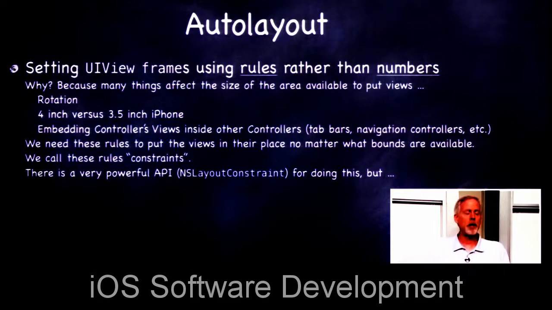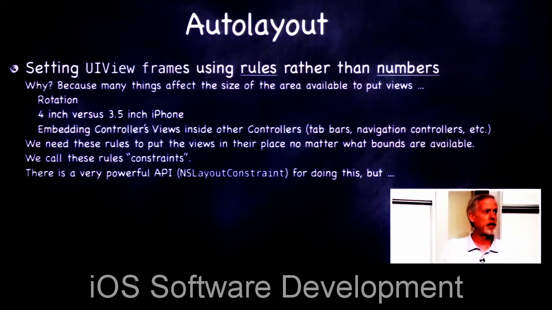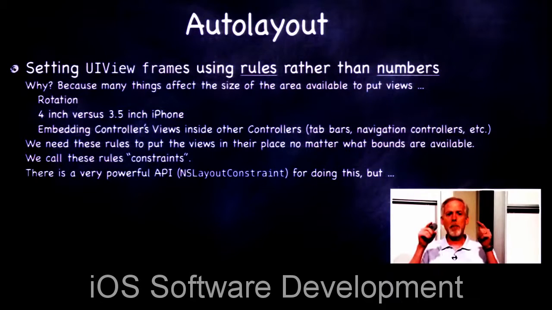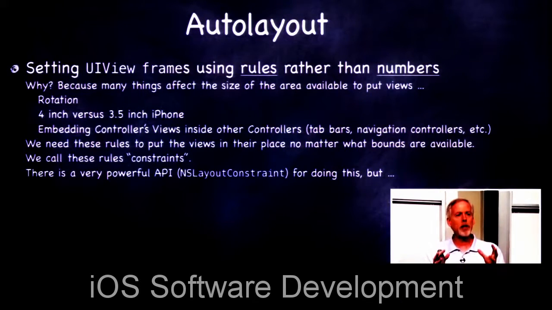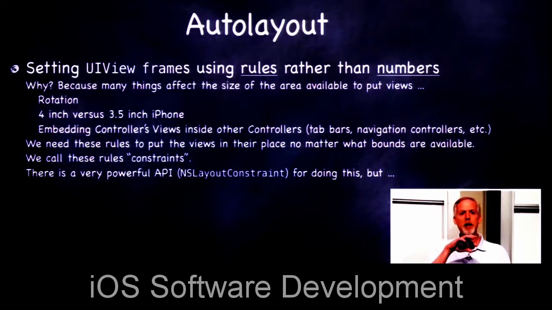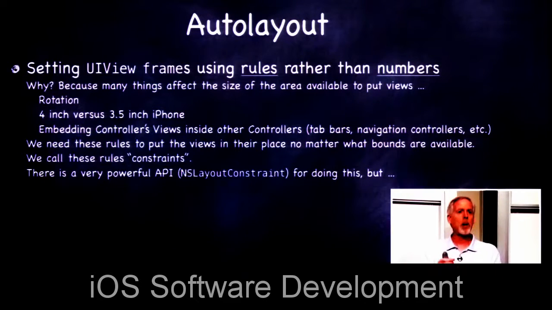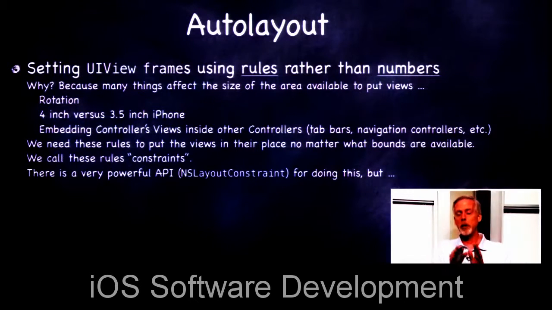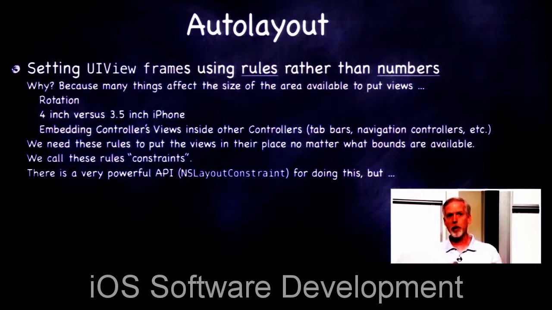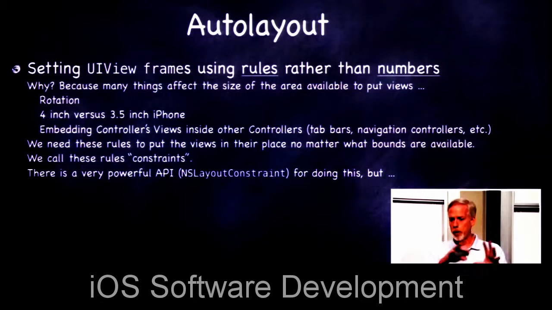Now, why do we want to specify these frames as rules instead of as numbers? Because sometimes the bounding rectangle that contains all our views is changing, either because the device rotated, we're on a tall iPhone versus a short iPhone, we're embedded inside of a navigation controller or not, we're in a tab bar or not, we're on an iPad in some popover controller view or something like that. There are a lot of reasons that our bounds would change size. So we want to build our views so that what's inside of them adjusts automatically.